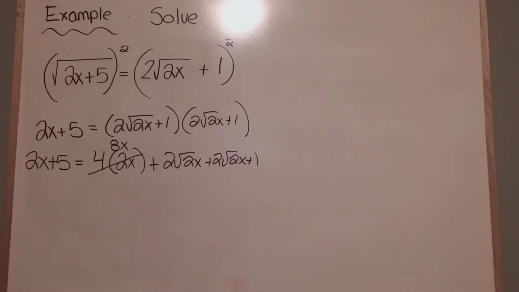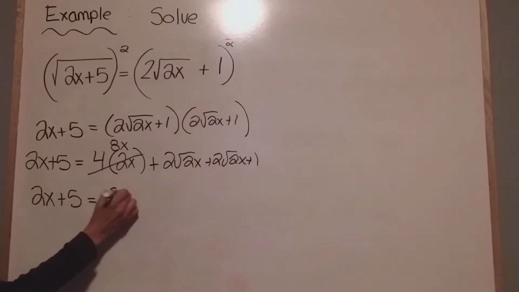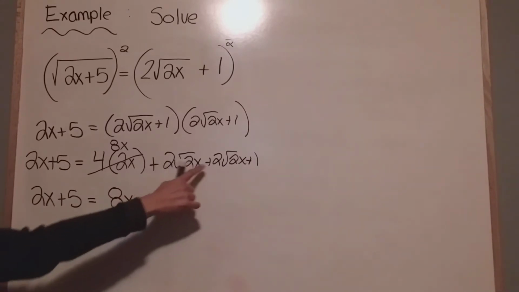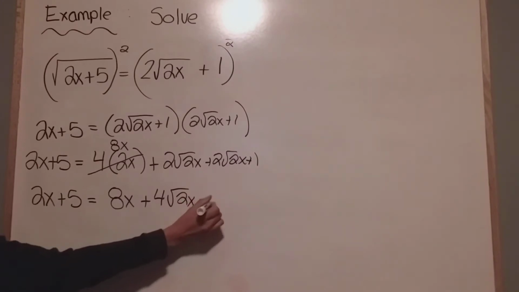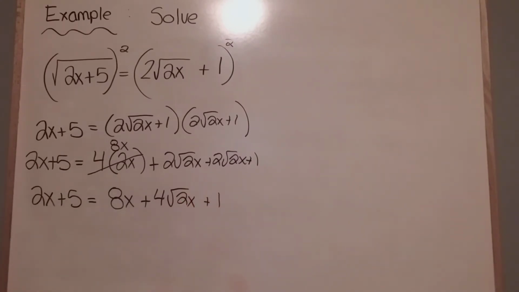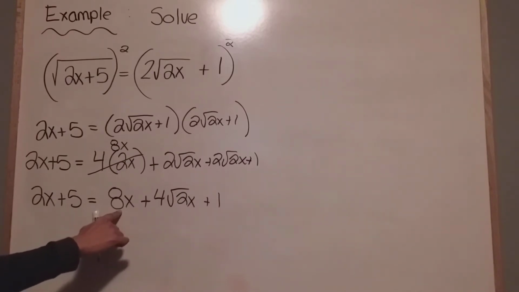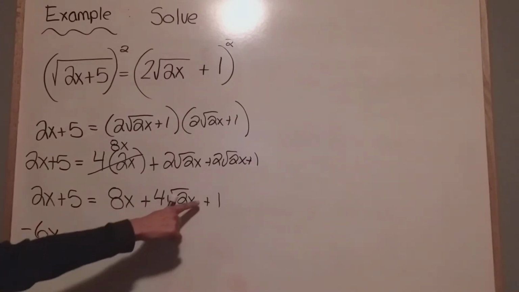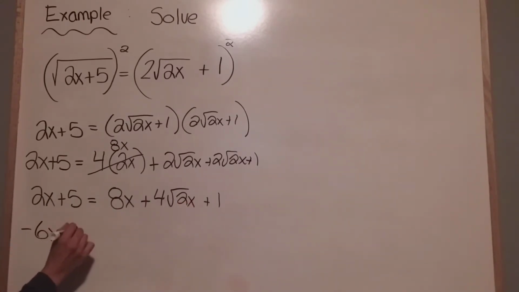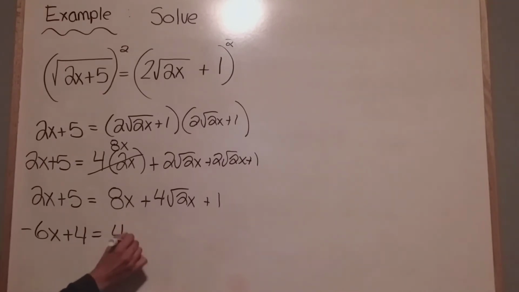Now, my next step is to collect all my like terms. So I end up with 2x plus 5. Here, I'm left with 8x. Here, 2 plus 2 gives me 4. So that's 4 root 2x plus 1. So once I've done that, I want to keep my radical on that side and bring everything over. So I'm going to bring this over. And when I bring that over, minus 8x, I get negative 6x. If I bring that 1 over, I get positive 4 is equal to 4 root 2x.